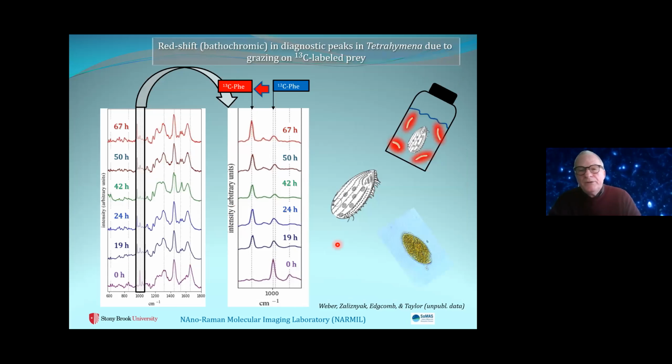Now we do the grazing. We look at the grazing experiment and again, focus in on phenylalanine. And we look at it through time, and within an individual ciliate, they start out completely isotopically light. In a matter of less than a day, 19 hours, we see C13 gaining dominance, and then that trend continues all the way to the end, as one would expect.